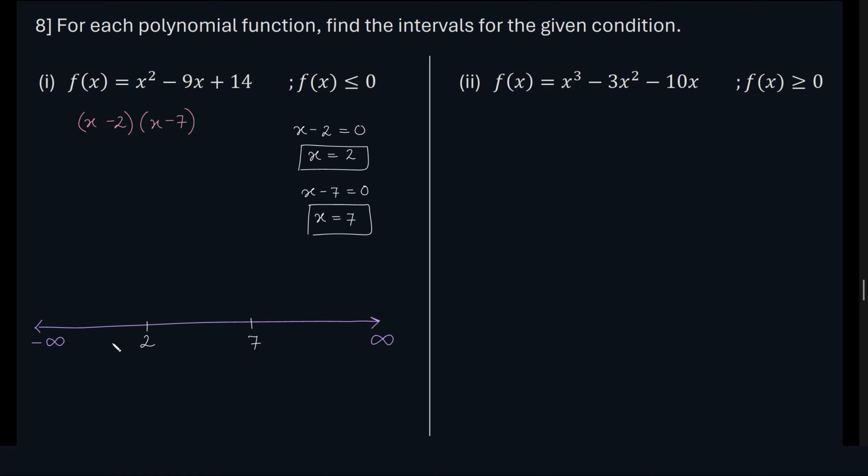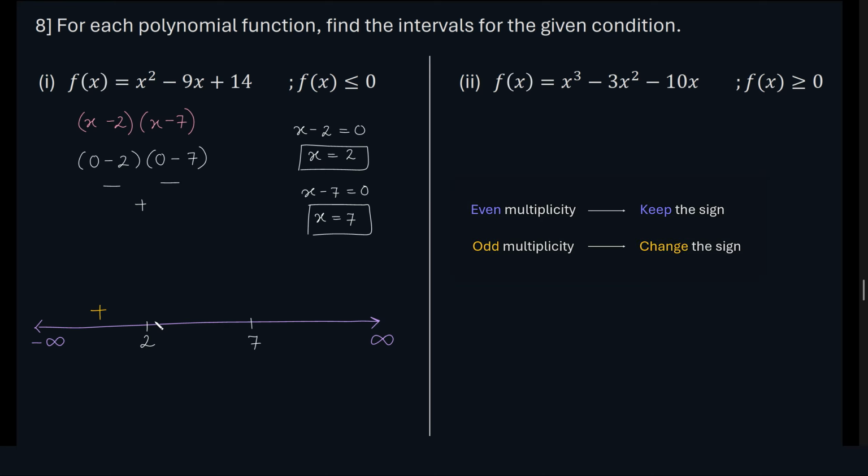For the first interval, pick any number between -infinity and 2. So let's say 0. Now we put this in our function and try to find whether we get a negative value or a positive value. So 0 minus 2 is -2, 0 minus 7 is -7, and negative times negative is positive. That means in this interval, the function is positive. Now you can do the same thing for the rest of the intervals. But there's actually an easy way to decide the rest of the signs. You just need to remember that if the multiplicity is even, we keep the sign, and if the multiplicity is odd, we change the sign.